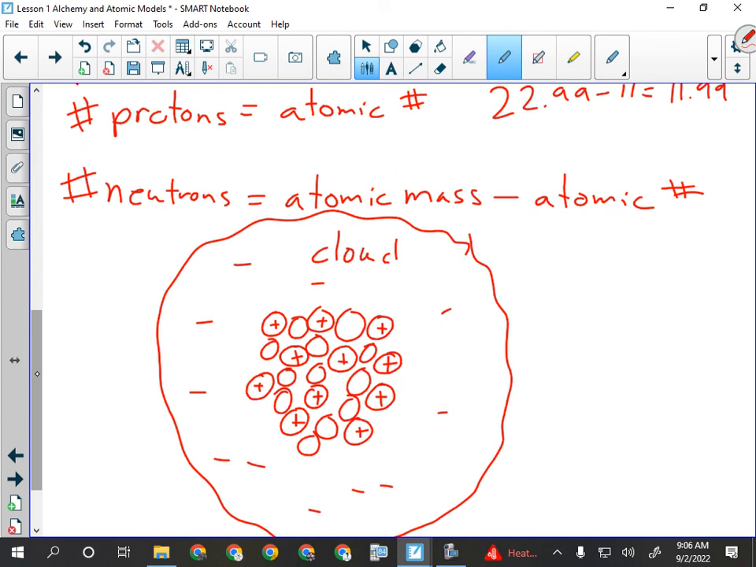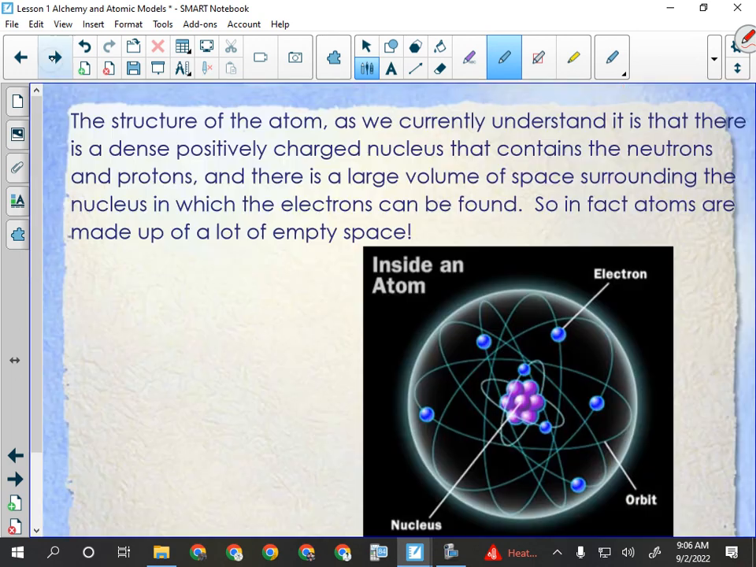So hydrogen is a simple gas because it has 1 proton. Sodium is a metal because it has 11 protons, a metal that reacts violently with water. Magnesium is the way it is because it has 12 protons in its nucleus. Each element has a different number of protons, and that determines their physical and chemical properties. Everybody all right with that idea? That's an important thing to remember as well.